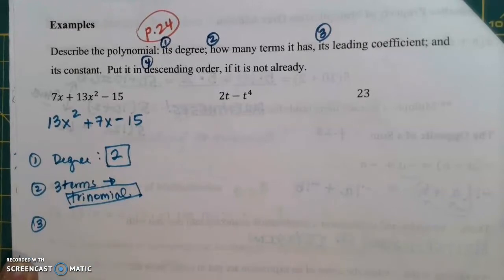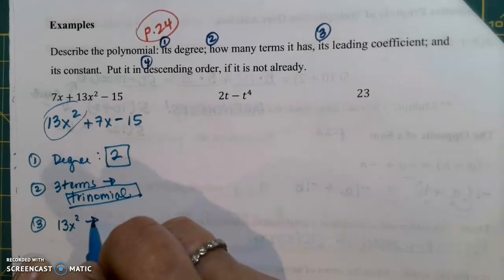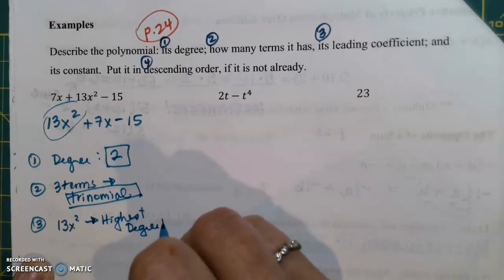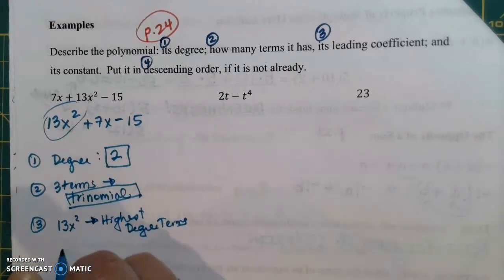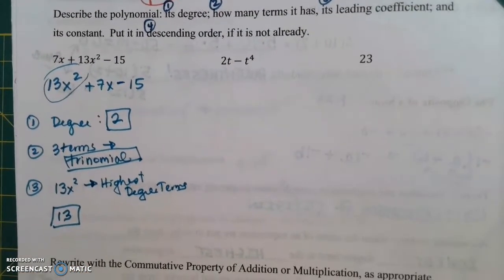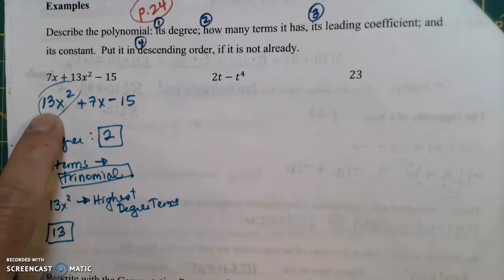And the leading coefficient is what is multiplied by the variable on the highest degree term. So if you have it in descending order, then we know we're going to focus in on the 13x squared. This has the highest degree of the terms. So the coefficient is just what's multiplied by that x squared portion. So 13 would be that. And then this is in descending order.